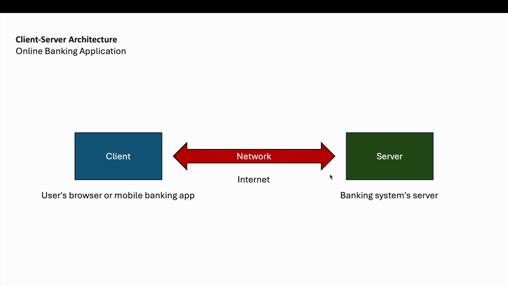Then we have the network, which is the internet, which facilitates the communication between the banking app and the banking servers. Let's look at a real world analogy with restaurants. A restaurant operates in a client server model where diners, who are the clients, request meals and the kitchen, which is the server, prepares and provides the meals. The waiter or waitress acts as the communication link, which is the network, between the diners and the kitchen.